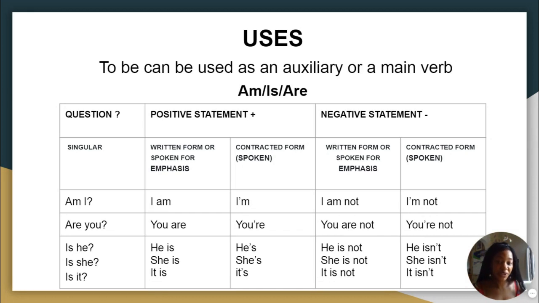So, the written form is I am and the spoken form is am.